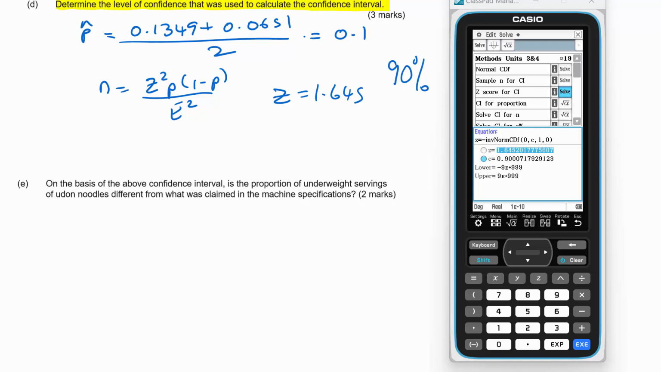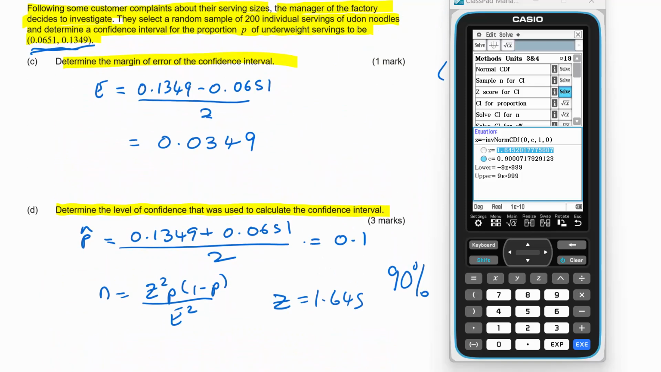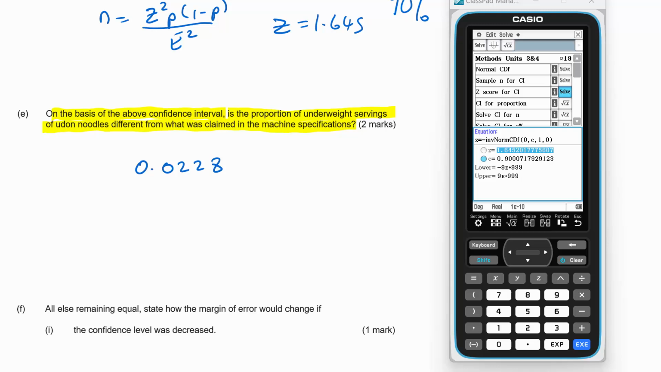So, on the basis of the above confidence interval, is the proportion of underweight servings of udon noodles different from what was claimed in the machine specifications? Well, the value that we had of 0.0228 is not in this confidence interval. And therefore, we could conclude that the machine specifications are not correct, or at least that there is evidence to conclude that. And you need to write that down.